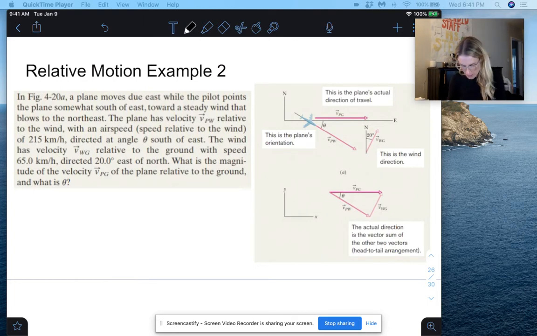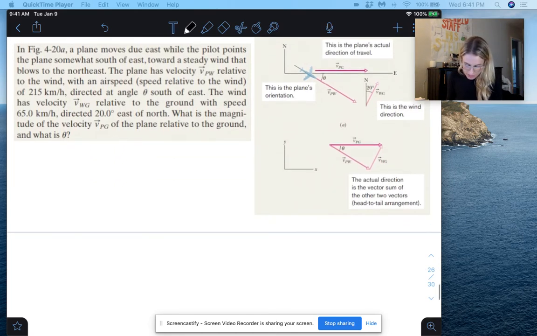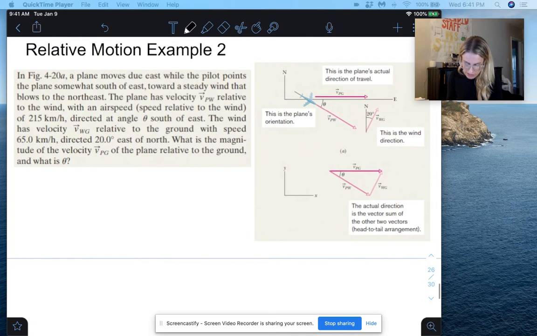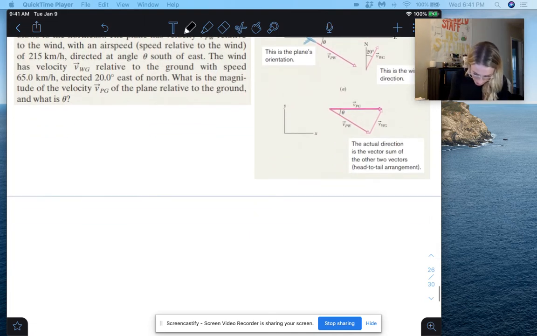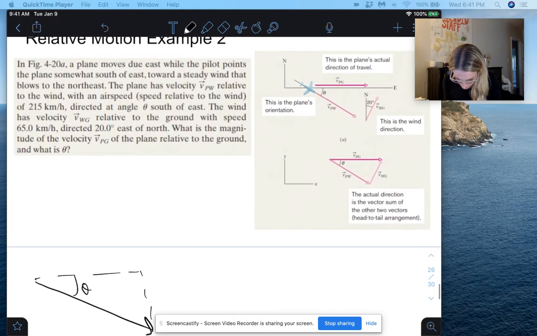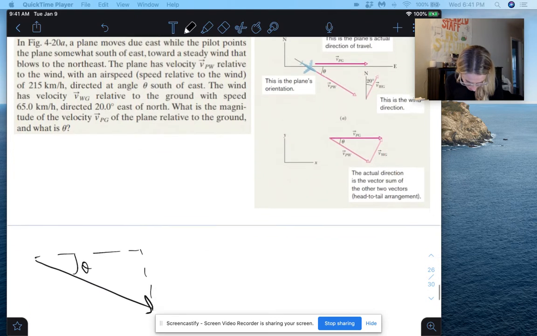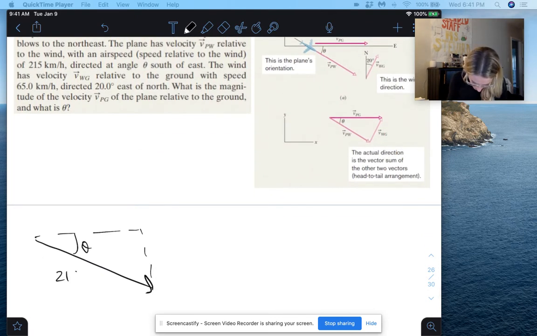Okay. So first and foremost, because this is in 2 dimensions, we have to split it up into x and y components, just like we've done with 2-dimensional problems before. So let's do that with the velocity of the plane relative to the wind and the velocity of the wind relative to the ground. So velocity of the plane relative to the wind looks something like this. We don't know this theta, okay? But we do know that the velocity of the plane relative to the wind is 215 kilometers per hour. And this is velocity of the plane relative to the wind.